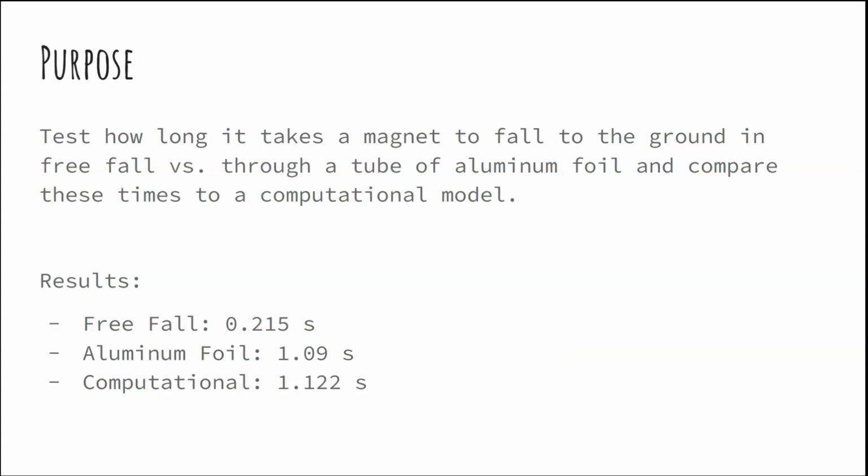The purpose of this lab was to test how long it takes to get a magnet to fall to the ground in free fall versus through a tube of aluminum foil, and then compare those times to a computational model. In the results, I found that it took about 0.215 seconds to fall in free fall. Through the aluminum foil, it took about 1.09 seconds, and the computational model said that it should take 1.122 seconds.